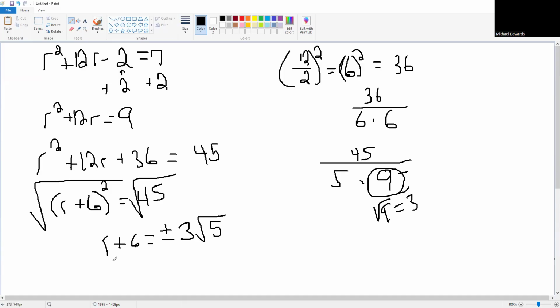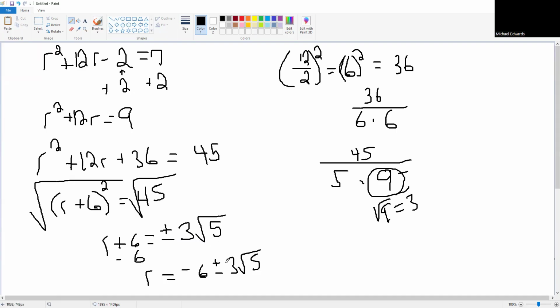All right. Solve for r. This would be r equals negative 6 plus or minus 3 square root of 5. Now you could have left it as square root of 45. The calculator does it either way. It's fine.